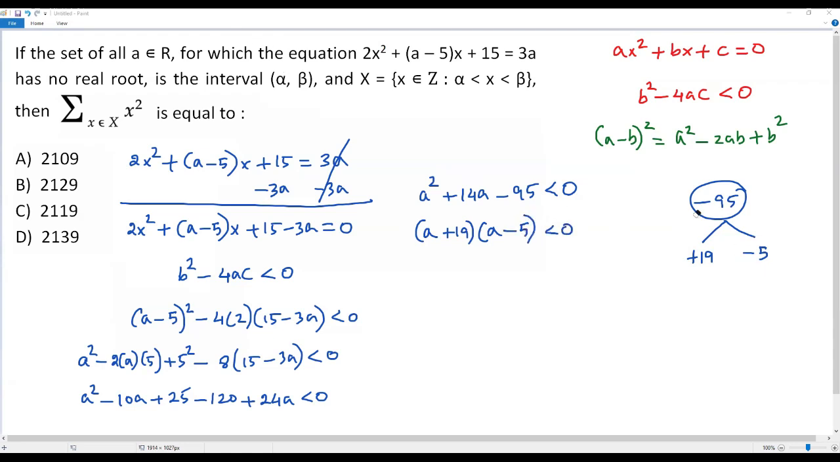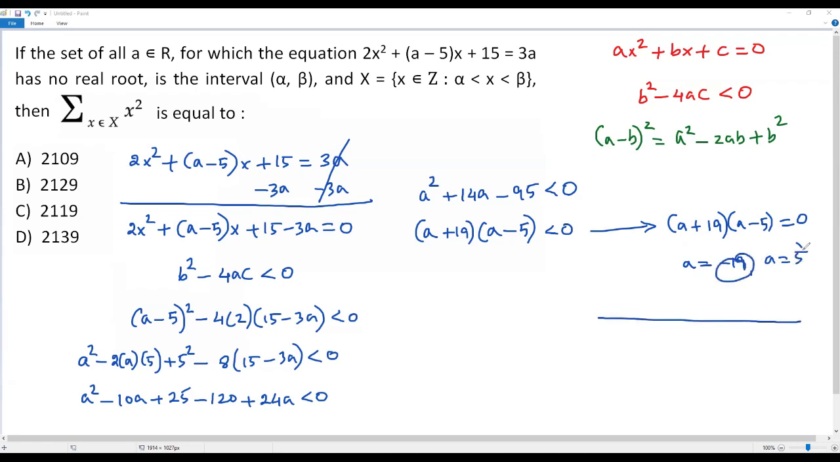Okay, now let me erase the stuff over here. Now what I'm going to do is consider this inequality as an equation. So when I consider this inequality as an equation, then I'm getting (a plus 19) times (a minus 5) equals 0. Solving this equation, I'm getting two values: a is equal to negative 19 and a is equal to positive 5. Now let me mark these two values on the number line over here, negative 19 and positive 5. On the left side extreme we have negative infinity, on the right side extreme we have positive infinity.